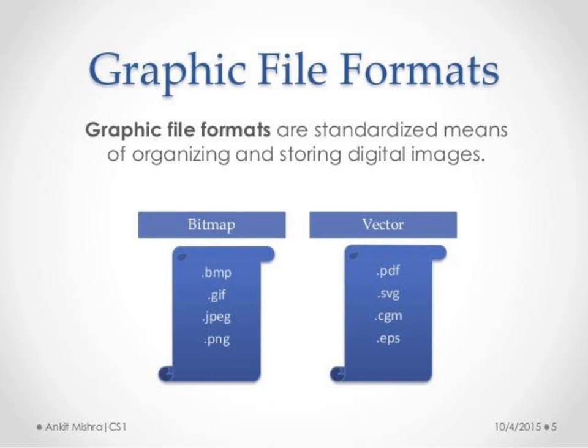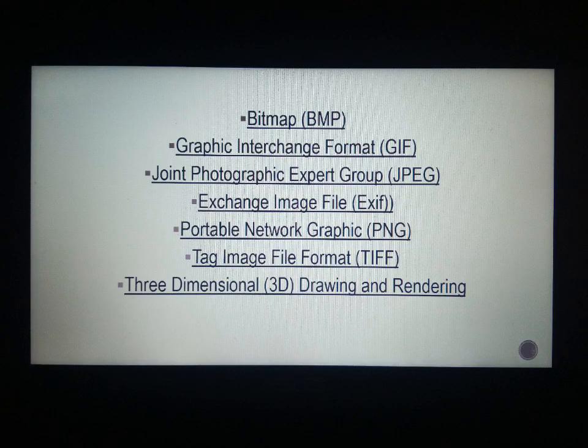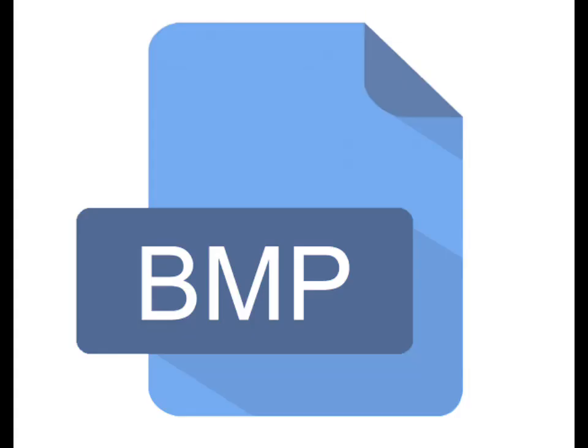Graphic file formats are standardized means of organizing and storing digital images. So here are the topics that we're going to talk about. First is the bitmap, second is the graphic interchange format, third is the Joint Photographic Expert Group, fourth is the exchange image file, fifth is the portable network graphic, sixth is the tag image file format, and seventh is the three-dimensional drawing and rendering. BMP stands for bitmap.